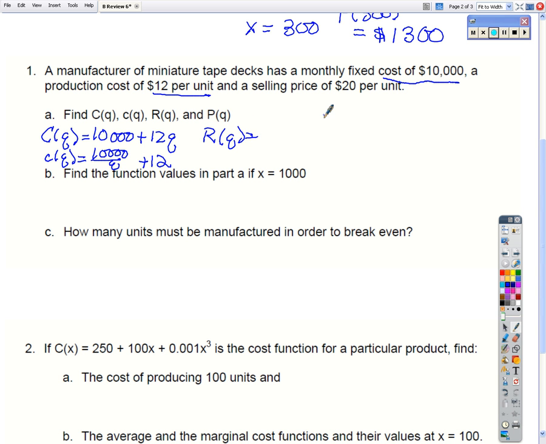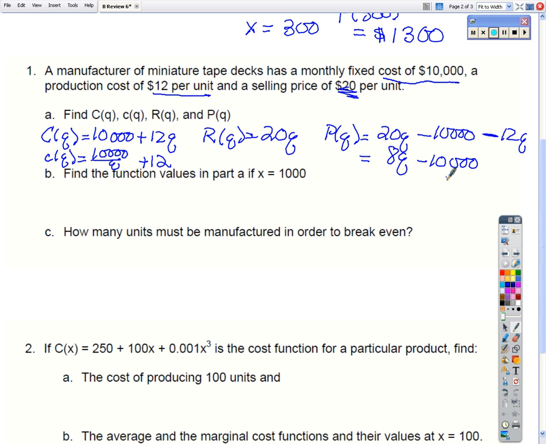Revenue, we're going to earn $20 per unit. And profit is the revenue minus the cost. So the final profit would be 8Q minus 10,000. For part B, plug 1,000 into each equation and get your answers.